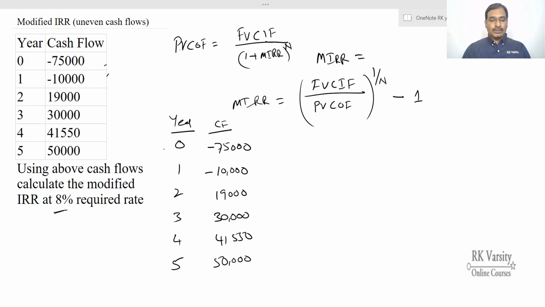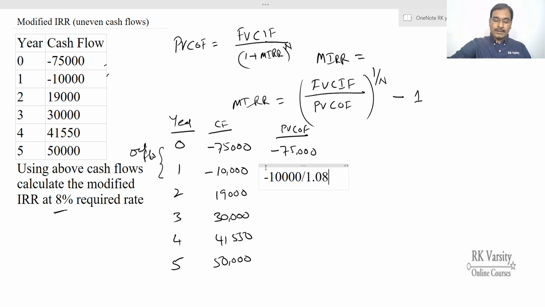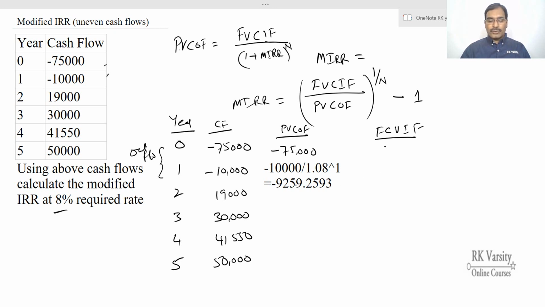As these two are cash outflows, we calculate the present value, right? So the present value of cash outflows: as it is time period 0, this will have the same present value, and for the first year cash outflow we calculate minus 10,000 upon 1.08 raised to the power of 1. Now we calculate the future value of cash inflows. So your future value of cash inflows starts from year 2.